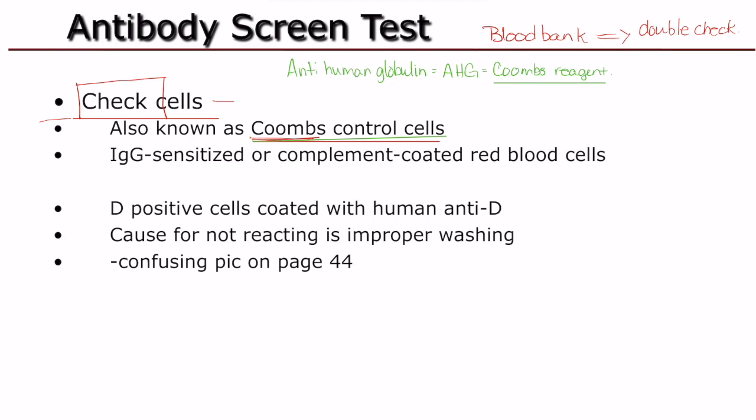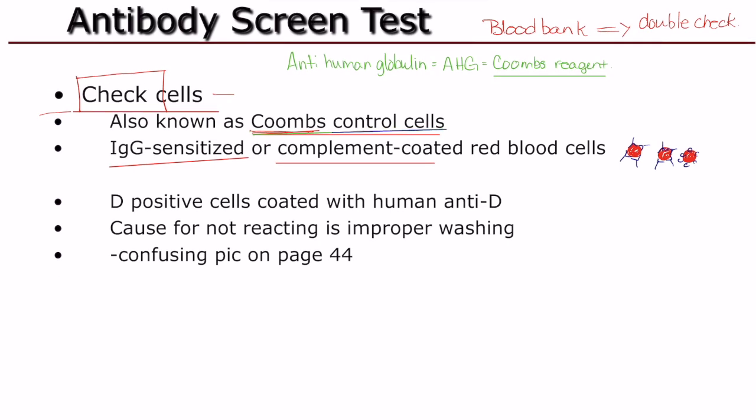And what exactly are these cells? Let's talk about what they are. This is a reagent vial that has red blood cells in it that have human globulin or complement. So IgG, human globulin, or complement all over them. So they have antibodies already all over the cells. We can put little C's on this one for complement. And why? Well, these are controls.